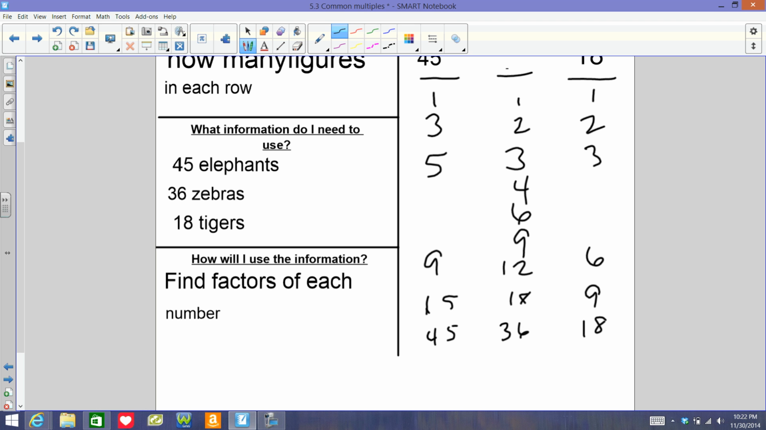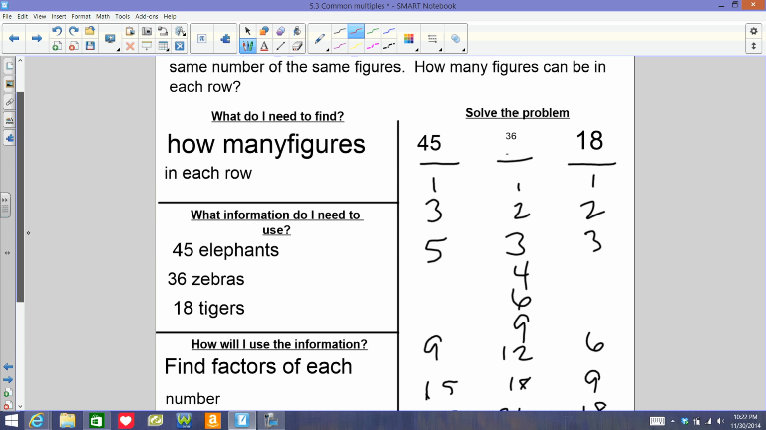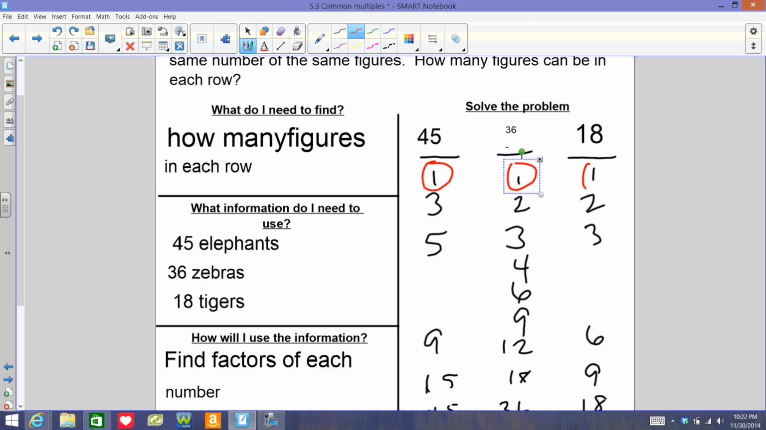And so, yeah, that's all we have. Now we're going to go through and we're going to circle the ones that are the same. Okay, let's scroll up a little bit. So we have 1's the same. 2, 2, nope, no 2 there. 3, 3, 3, we have 3's that are the same.